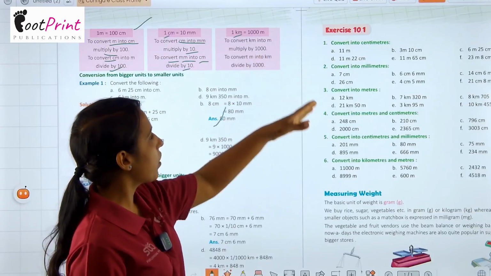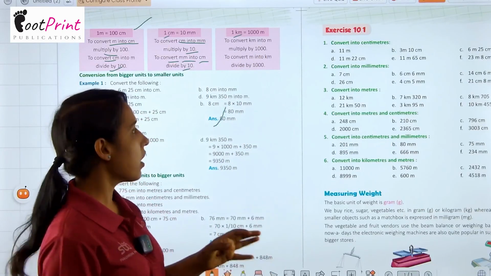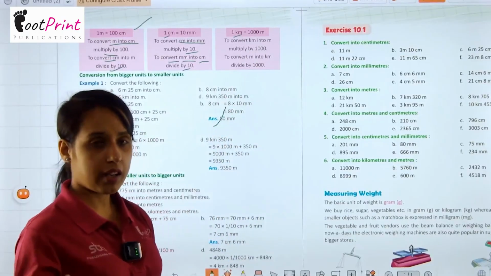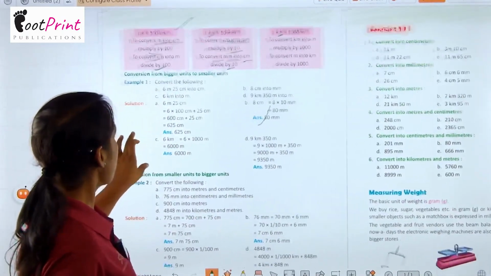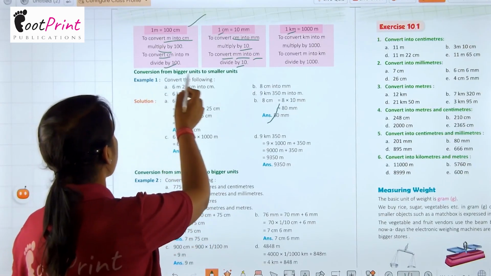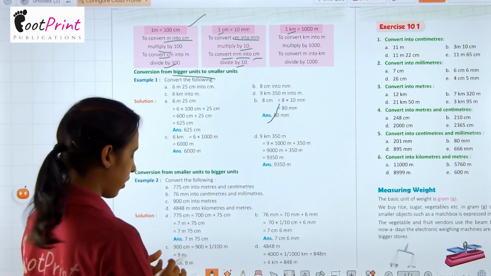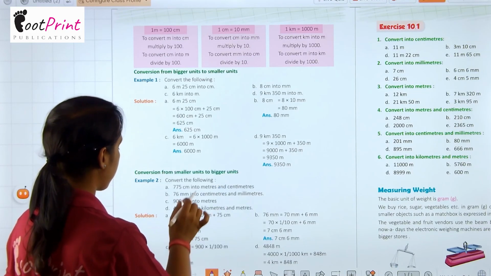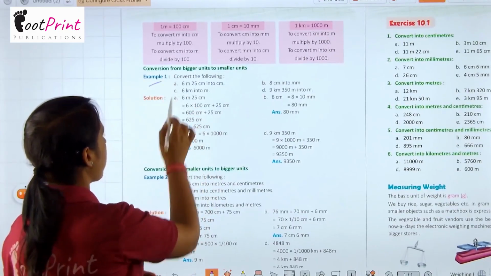To convert kilometer into meter, we will multiply it by 1000. And to convert meter into kilometer, we will divide it by 1000. Okay. So now we have some examples of how to convert bigger units to smaller units. So let's see here. We have example number 1.